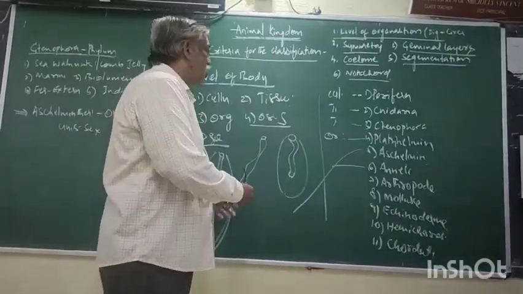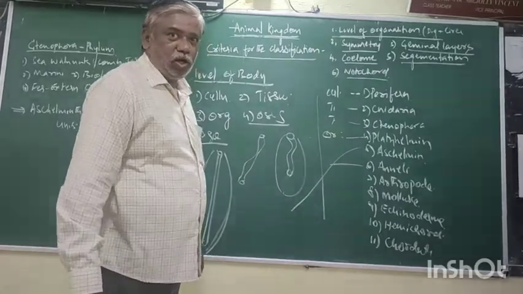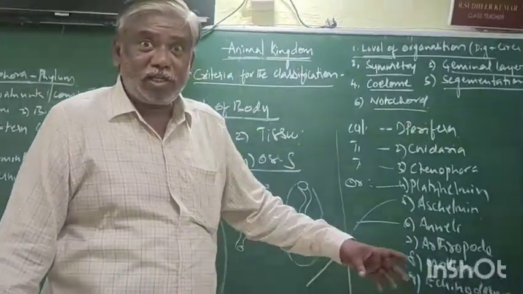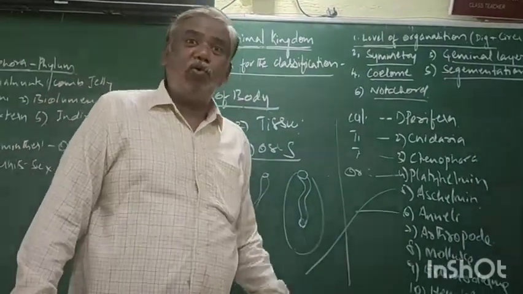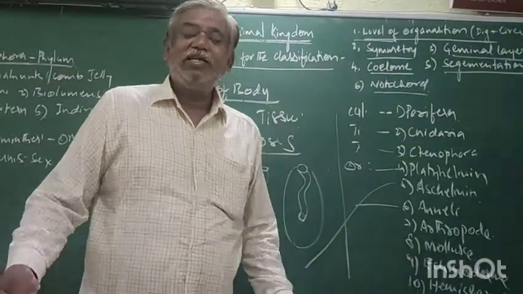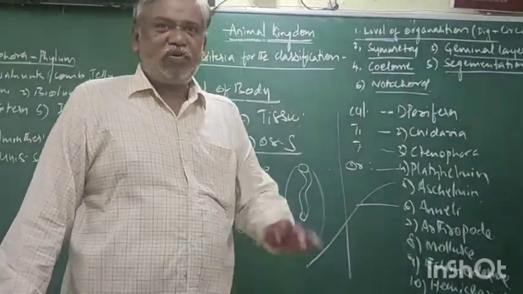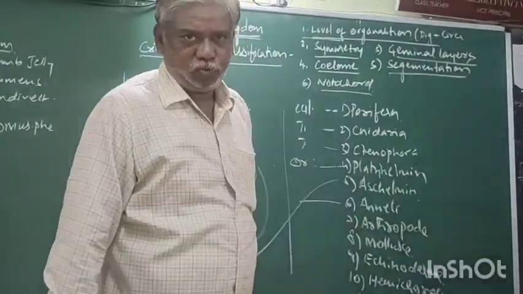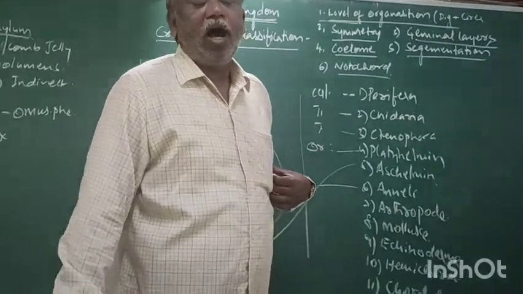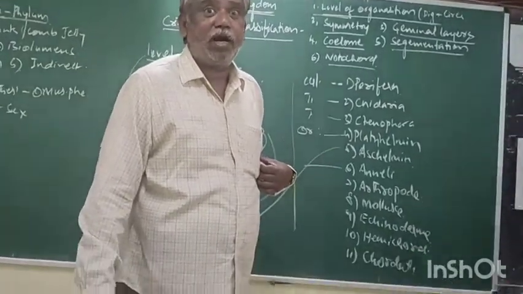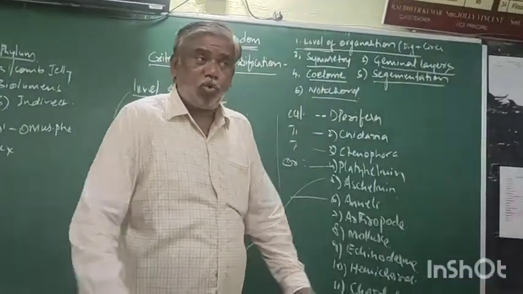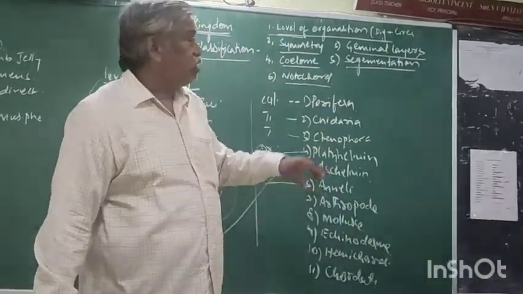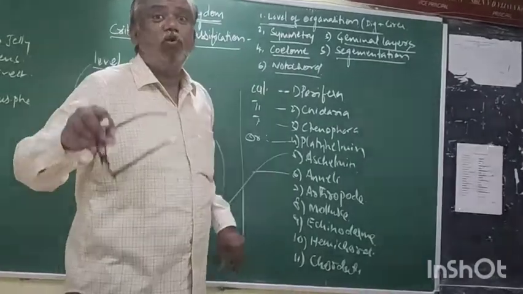Now come to the circulatory system. If the blood flows through blood vessels, it is closed; if the blood flows through sinuses, it is called an open system. The blood vessel system first appears in Annelida, that is closed. Our circulatory system is also closed because the blood flows through blood vessels.